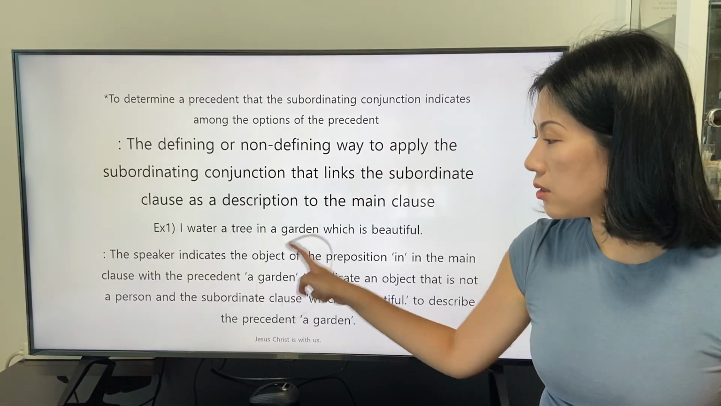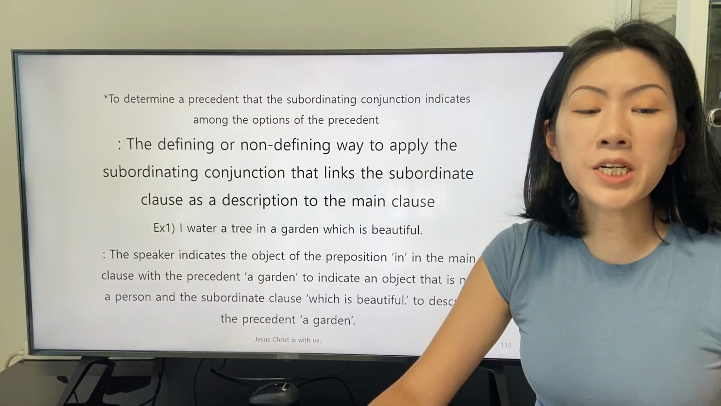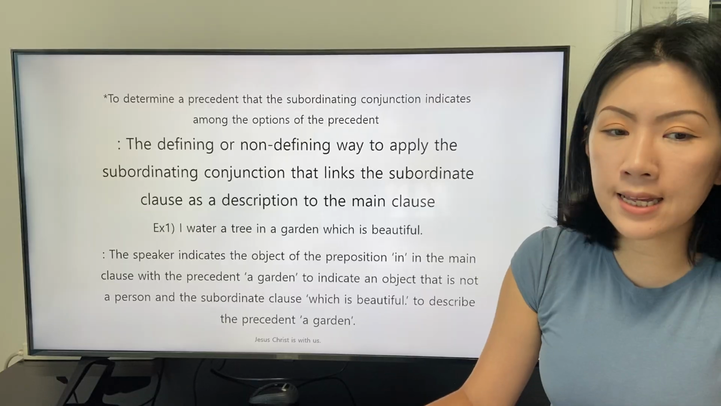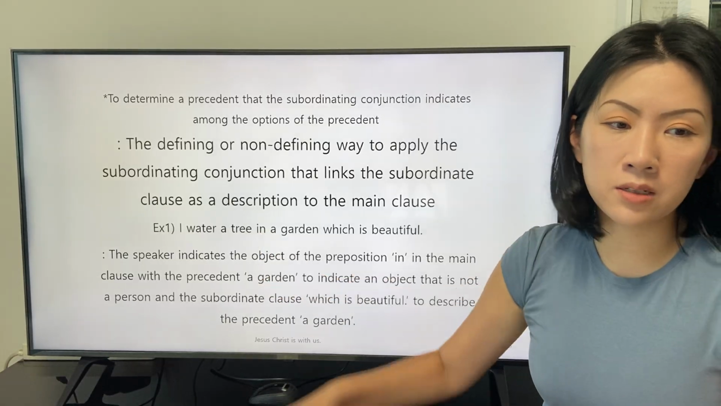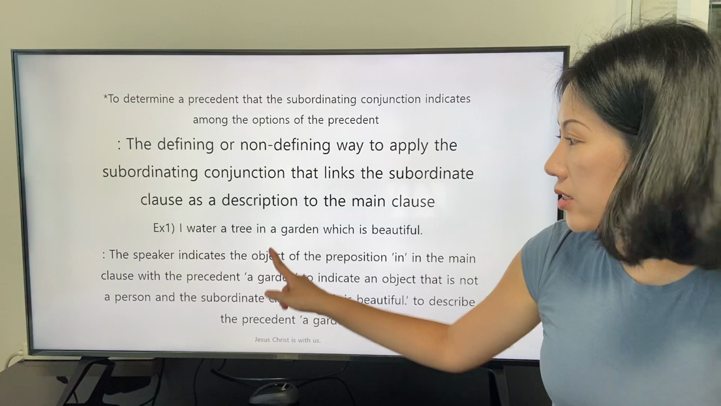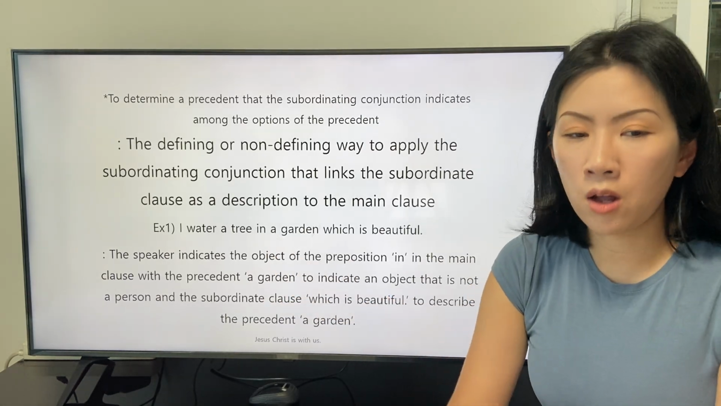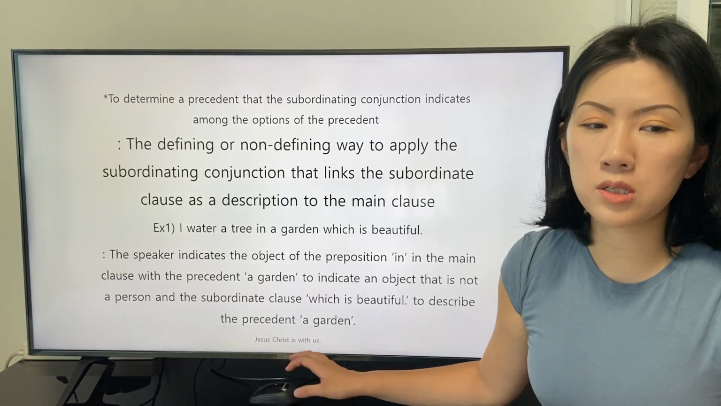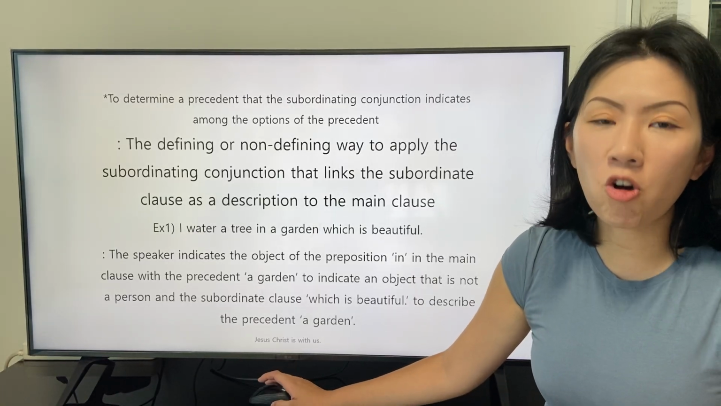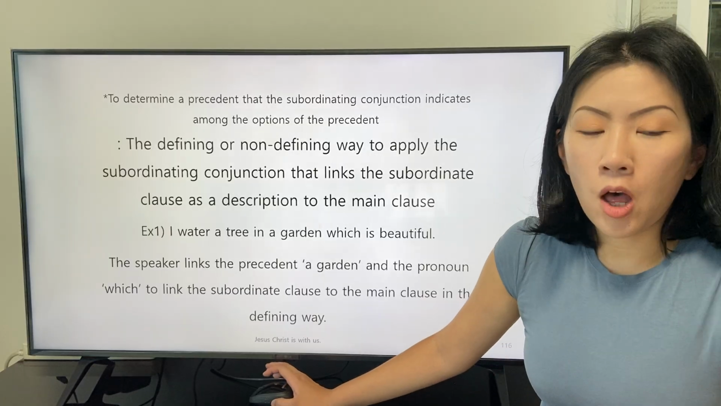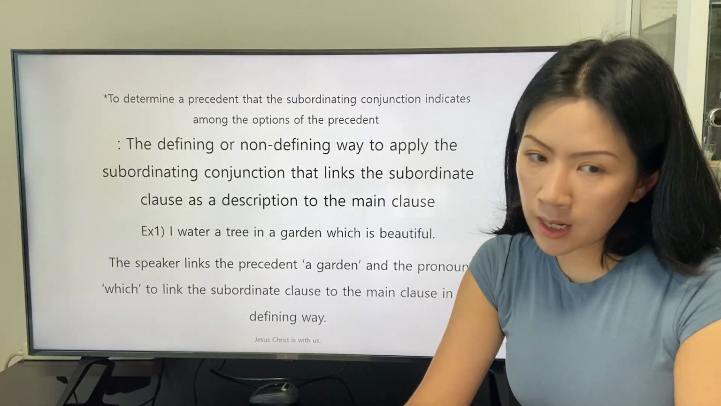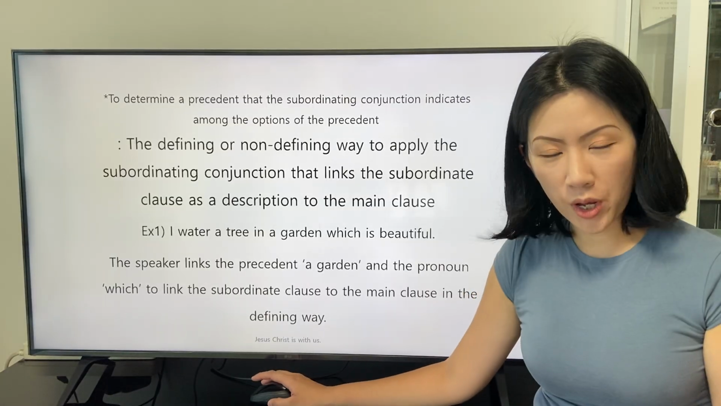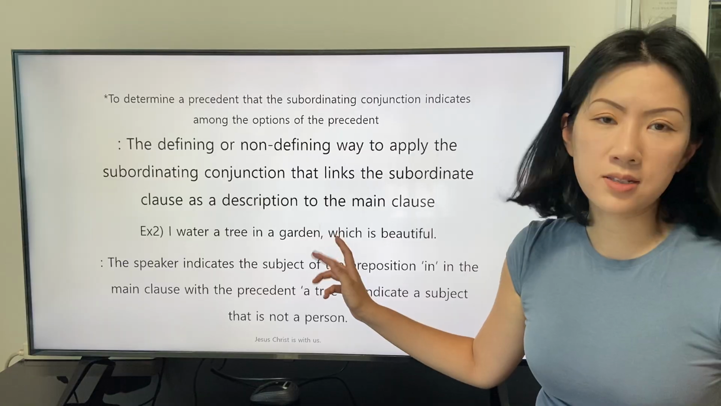Okay, let's read the explanation together. The speaker indicates the object of the preposition in the main clause with the precedent, a garden, to indicate an object that is not a person in the subordinate clause, which is beautiful, to describe the precedent, a garden. The speaker links the precedent, a garden, and the pronoun which to link the subordinate clause to the main clause in the defining way.